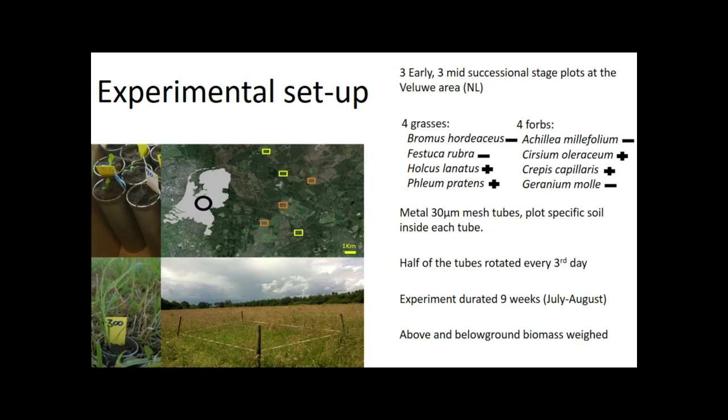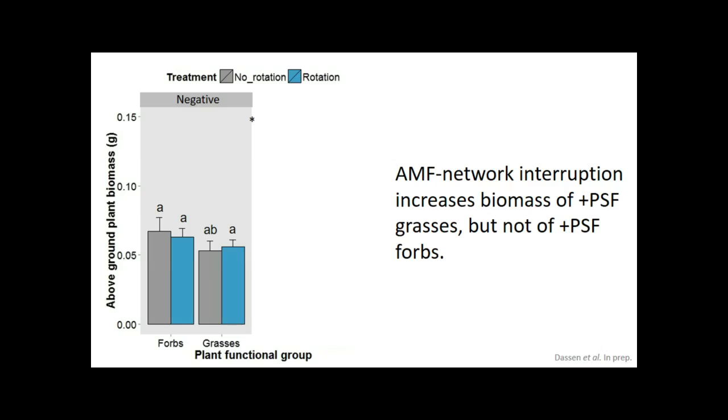Inside the tubes was plot-specific soil, and in order to interrupt the mycorrhizal networks, I rotated the cores every third day. The experiment took just a bit over 2 months, and after the experiment I harvested the below ground and above ground biomass. So the first results: on the x-axis, you see the 2 plant functional groups, and this is above ground plant biomass, and we see that the treatment, so the rotation, did not have an effect, neither for forbs nor grasses, for the negative plant-soil feedback plants.